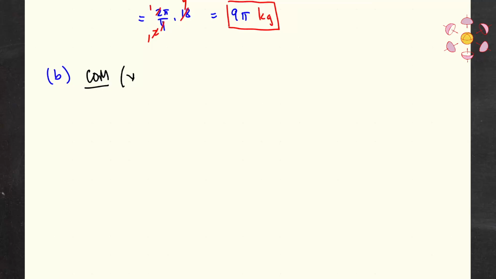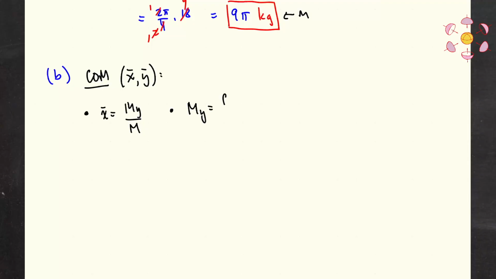So we need x bar and y bar. Let's start with x bar. To do x bar, I'll remind everybody it's My over M. We already have the total mass up here. This is our big M. So let's calculate our moment My.